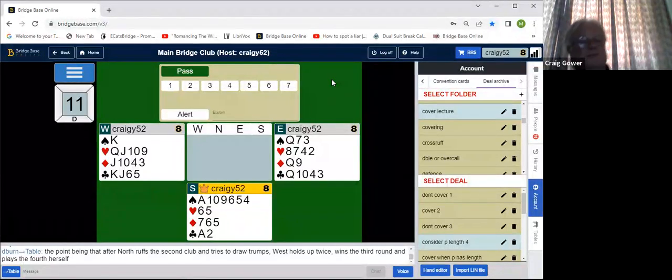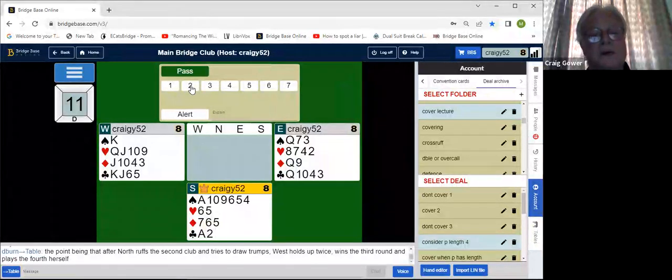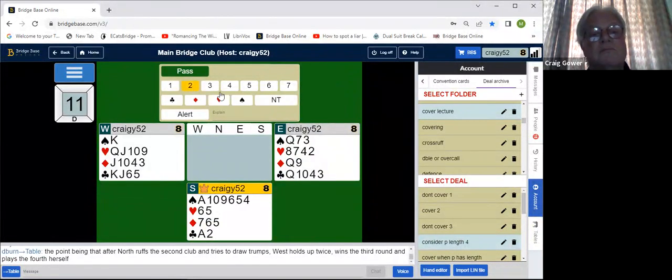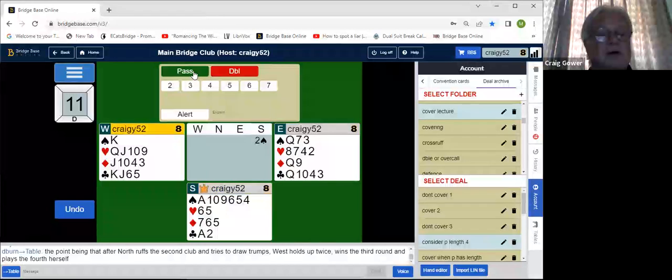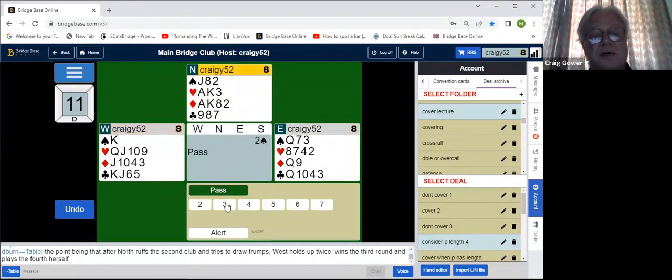Okay, next example. Weak 2 in spades will be a popular opening. Some West might double, some will choose to pass. North might just bid 4 spades.